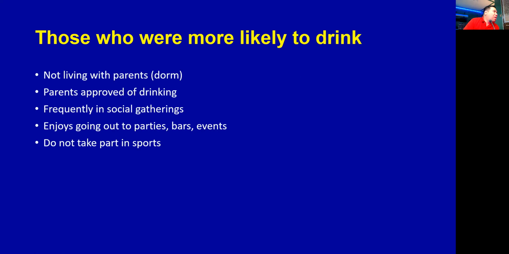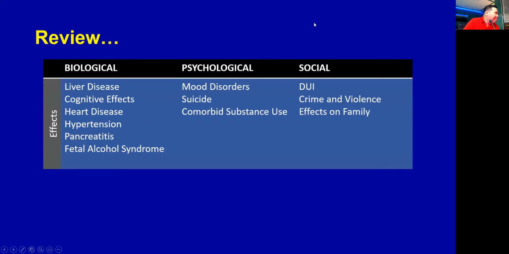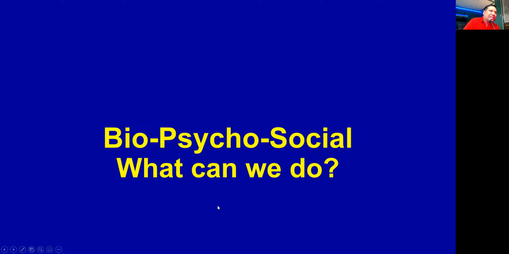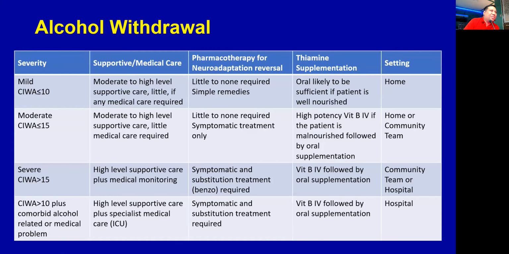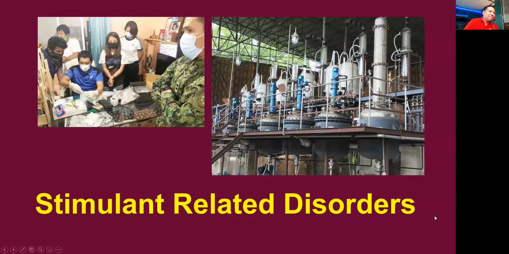Who are the people who are more likely to drink? So, people not living with their parents. Are you living in a dorm? Parents approve of drinking, frequently in social gatherings, enjoys going to parties, bars, events, do not take part in sports. Oh, wow. Okay, so review. How about the part on what we could do? We will skip this. Okay?